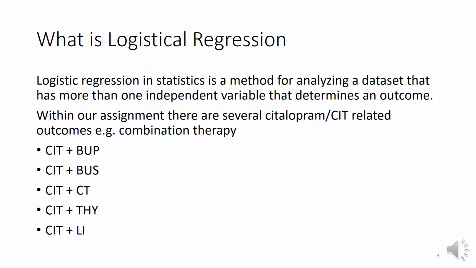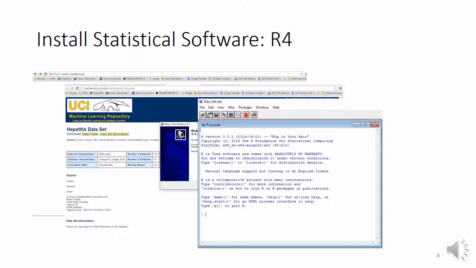So what is logistical regression? Logistical regression in statistics is the method for analyzing a data set that has more than one independent variable that determines an outcome. Within our assignment, there are several CIT related outcomes, for example, combination therapy as noted below.